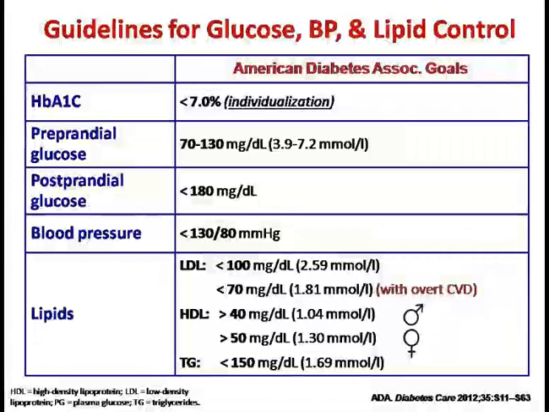So, this is the last slide: the recommendation is A1C less than 7%, but it has to be individualized, and pre-prandial and post-prandial blood sugar should be maintained, as I mentioned here. Blood pressure should be less than 130 or 140 by 80, and LDL should be less than 100, and HDL, accordingly, if you are able to maintain HDL, and triglyceride should be less than 150 milligram per deciliter.